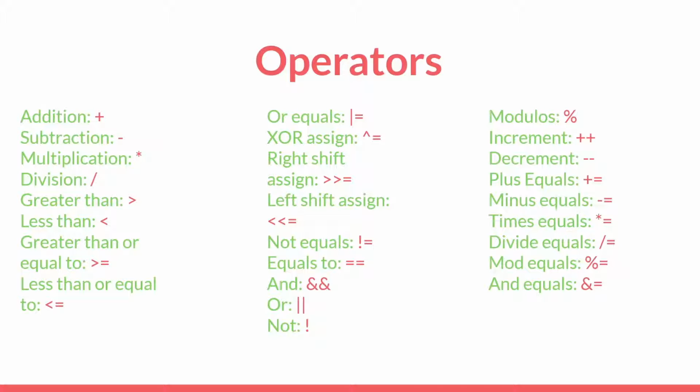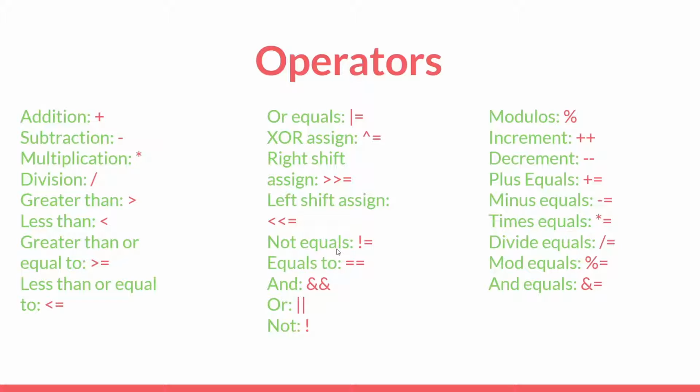Obviously, addition, subtraction, multiplication, division, those are all very important. Just for doing math, numbers, greater than, less than. We're actually going to cover these later with the conditionals, very important for Boolean operations. Greater than or equal to, less than or equal to, very important. Or equals, you can ignore that one. XOR, assign, you can ignore that one. Right shift, left shift, you can ignore all of those.